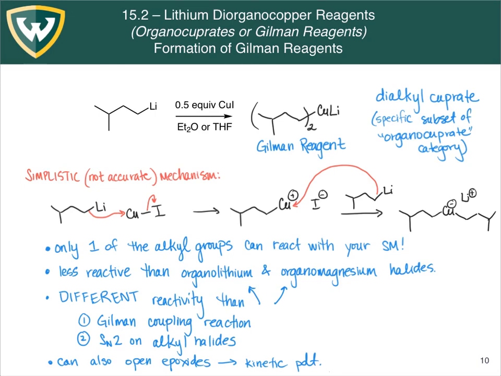They can also open epoxides analogously to organolithium and Grignard reagents, and they do give the kinetic product, but since you have to make your cuprate from an alkyl lithium, there's really no point in taking your alkyl lithium, making an organocuprate, and then doing a reaction that you could have done with that organolithium reagent. So we're going to look next at the Gilman coupling reaction and then SN2 on alkyl halides.